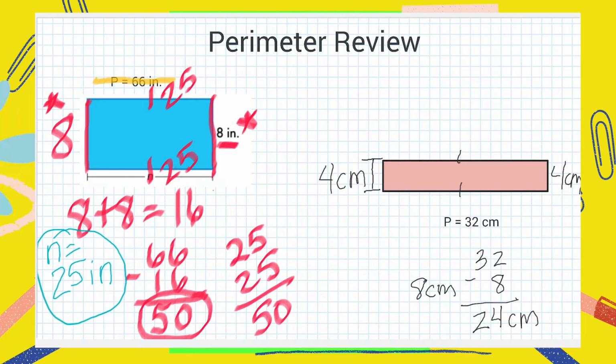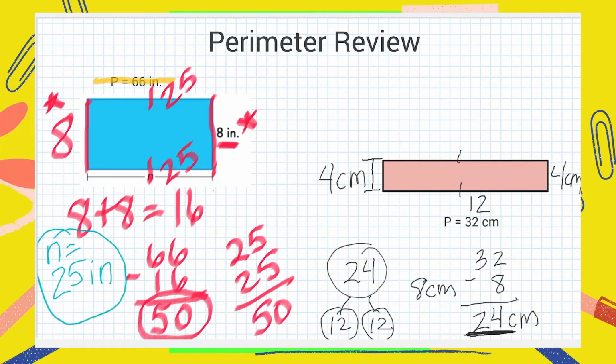That's right, 24 centimeters. So take a second to think. What number can I double that will equal 24? Excellent, 12. I know that I can split 24 into 2 groups of 12. So that means that these side lengths must be 12 centimeters and 12 centimeters.